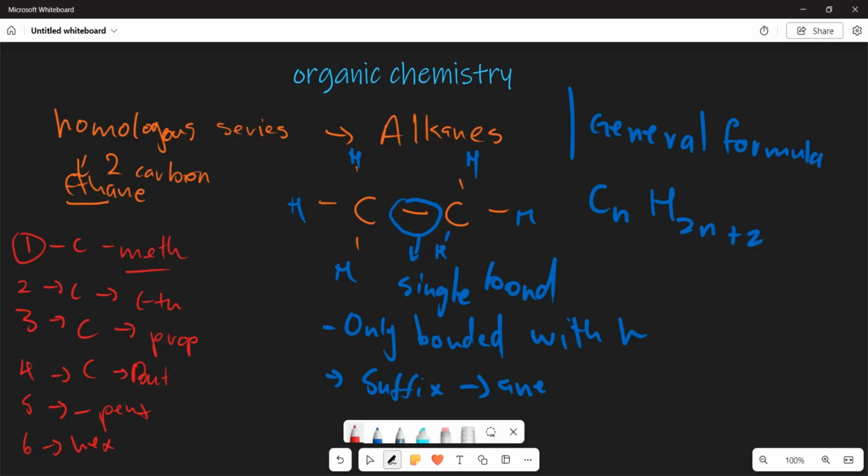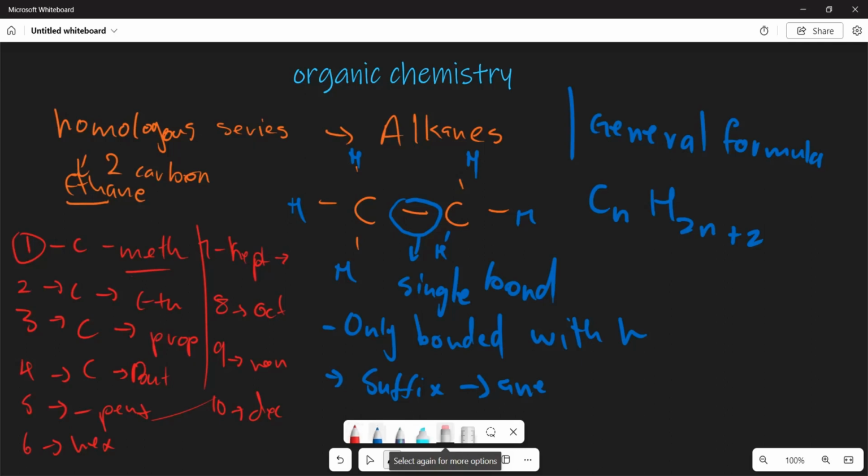When you have seven carbons, this is hept. When you have eight carbons, this is going to be oct. When you have nine carbons, this is nona. And when you have 10 carbons, this is decane. So these prefixes determine how many carbons we have. Now that we understand these, hopefully you've copied them down.